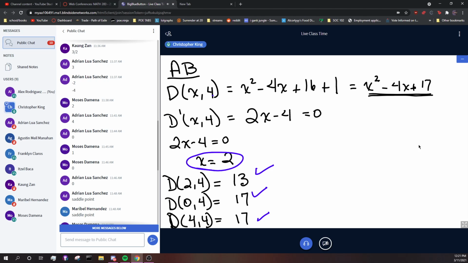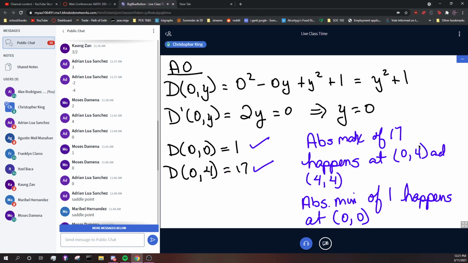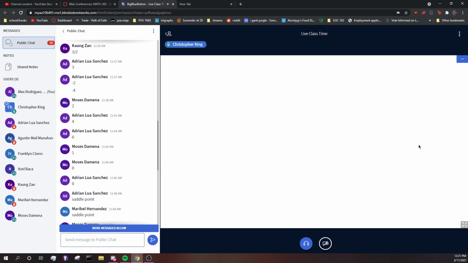Okay, all right, so now let's take a look at another example. In our next example, same thing: we are going to find the absolute max and min values and where they occur for the function on, in this case, a rectangular region.